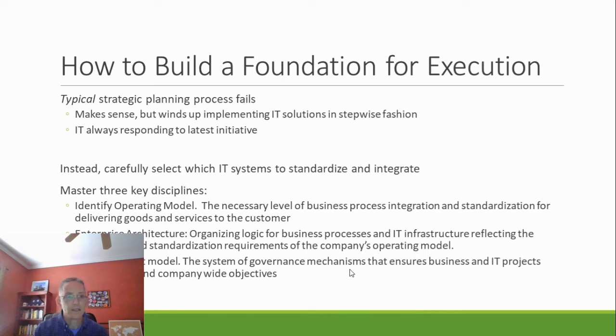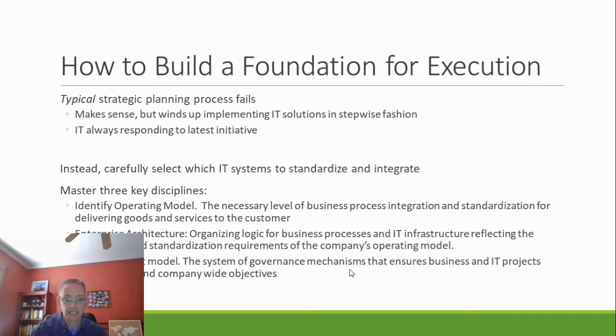All right. So instead, carefully select which IT systems you're going to standardize and integrate. And you've got 3 disciplines your book talks about. Number 1, identify your operating model. This is the necessary level of business process integration and standardization to deliver the goods and services of the company. 2, your enterprise architecture. What is your organizing logic for the business processes and the IT infrastructure? That will reflect integration and standardization requirements based on how your business is going to operate.